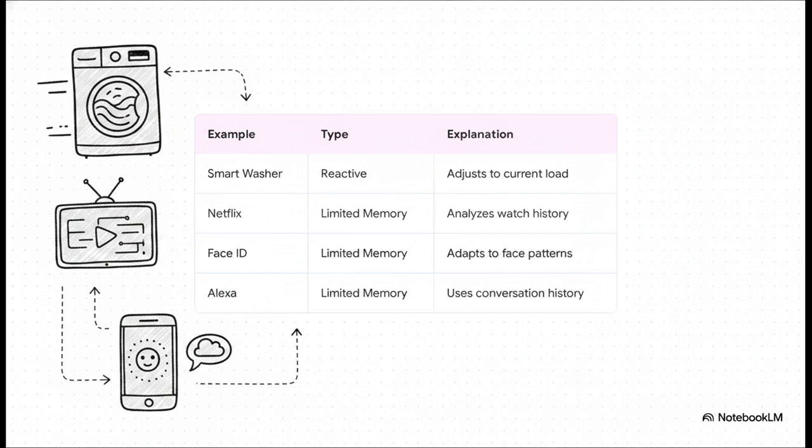But your Netflix recommendation system, that relies heavily on limited memory, constantly analyzing your watch history to recommend what you should binge next. Your phone's Face ID unlock, it also uses limited memory to learn and adapt to your changing face patterns over time. Even Alexa and Google Assistant fall right into this category, using your previous conversations to improve how they interact with you going forward.